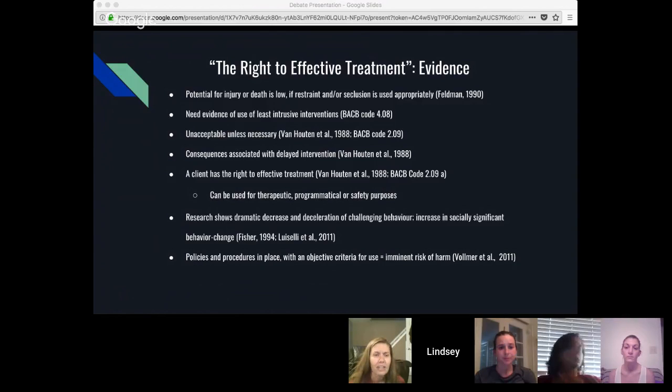Again, our Compliance Code 2.09a states that all clients have a right to effective treatment, and that might include restraint or seclusion if warranted for therapeutic or safety purposes. So some examples there, we have to uphold ethical conduct, such as respecting the autonomy and independence of our clients. There might be times where improved functioning of an individual may require the reduction of certain behaviors that can be dangerous, but they also serve as barriers to their independence.